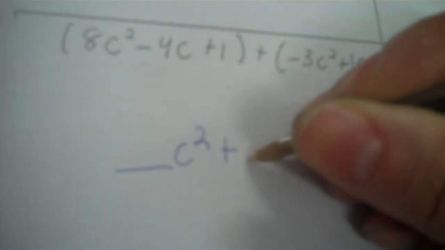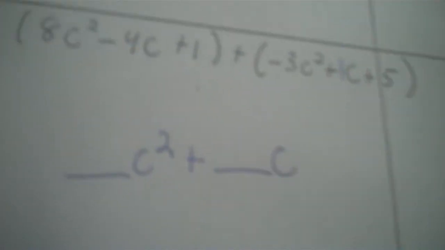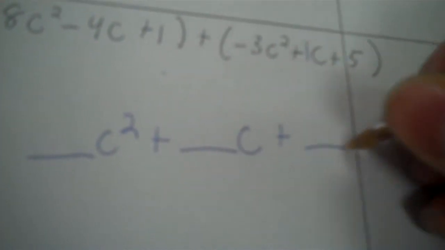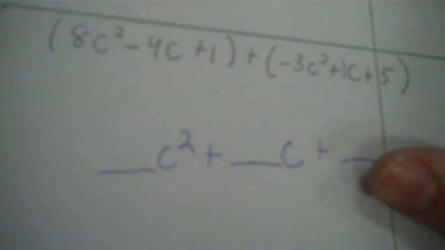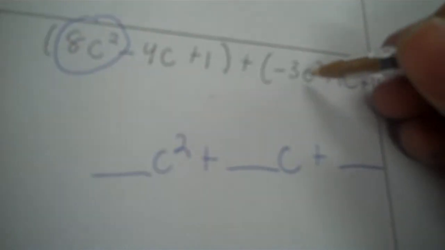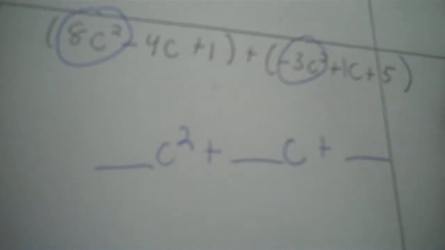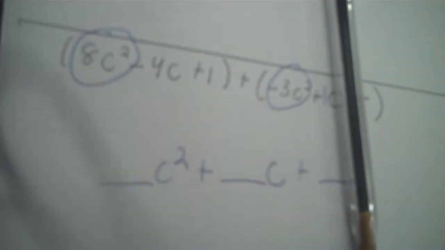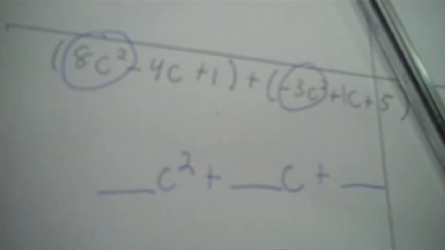Then after that, we make a slot for c, because c to the second and c are totally different, plus a slot for my constants. So c to the second here multiplying by 8. C to the second here multiplied by negative 3. So we add those. We're allowed to add those two numbers because they're multiplied by the same variable with the same exponent. 5. Okay.